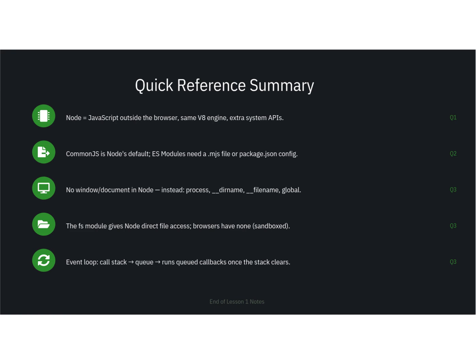Quick reference summary. To sum up, Node runs JavaScript outside the browser using the V8 engine and system APIs. CommonJS is the default module system. ES modules need extra configuration, and Node swaps browser globals and the DOM for process, direct file access, and a non-blocking event loop. Think back to the stack and queue. It's a stack, it clears one, then goes to the next.